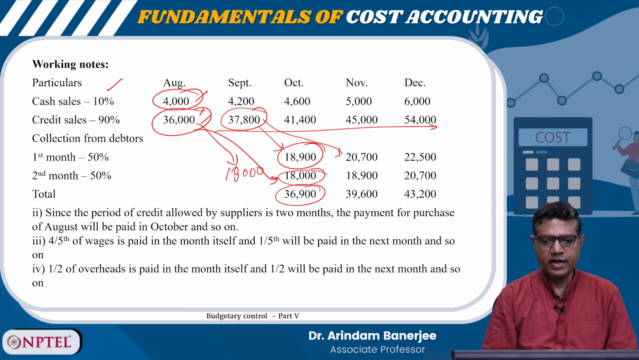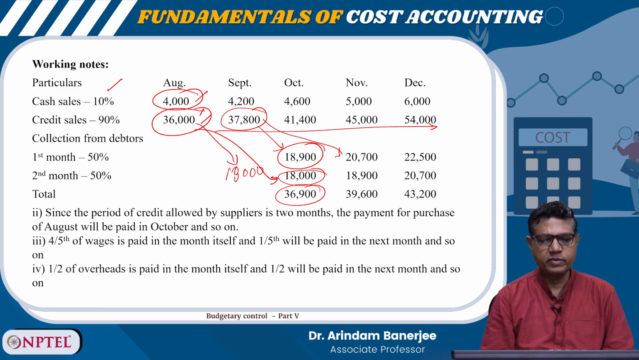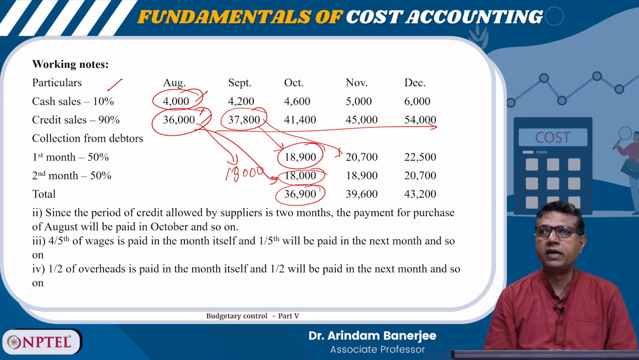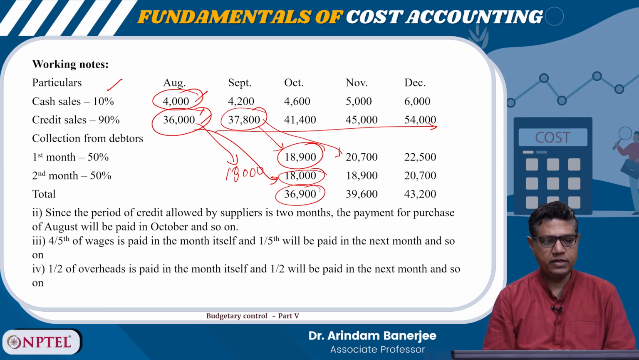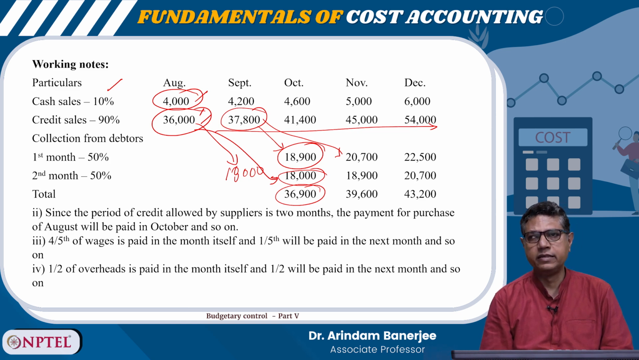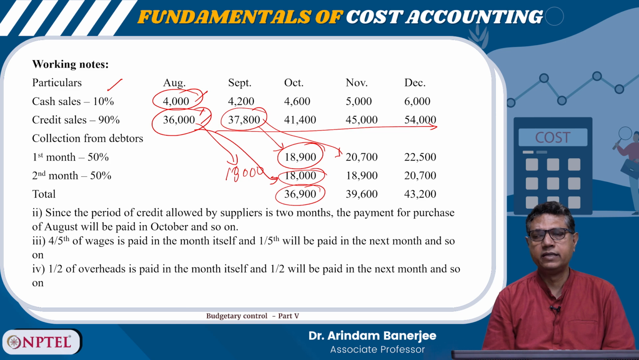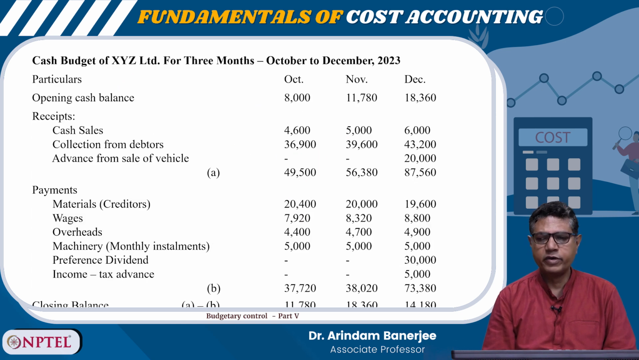Since the period of credit allowed by suppliers is 2 months, the payment for purchases in August will be paid in October and so on. 4/5 of the wages is paid in the month itself, 1/5 will be paid in the next month and so on. Half of the overheads are paid in the month itself and half will be paid in the next month and so on. So, we can see the cash budget here.